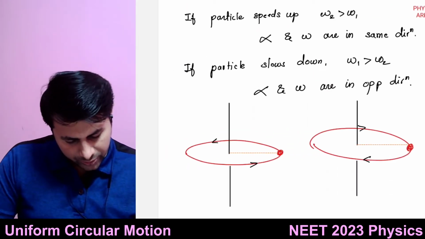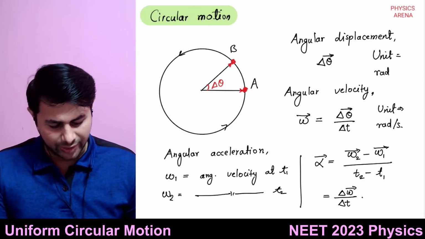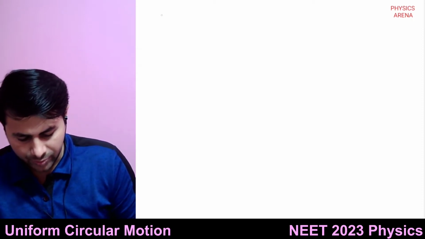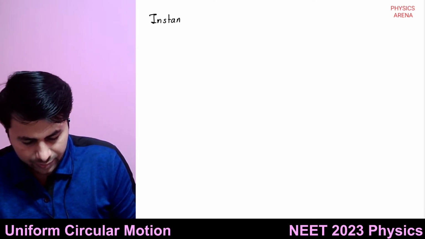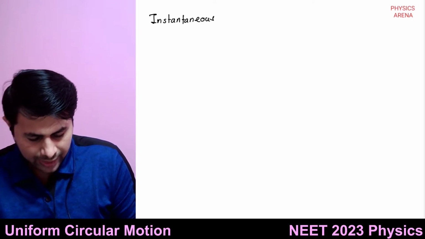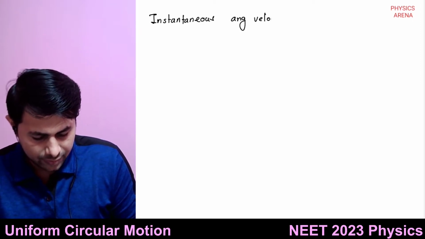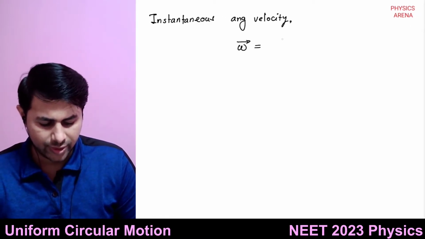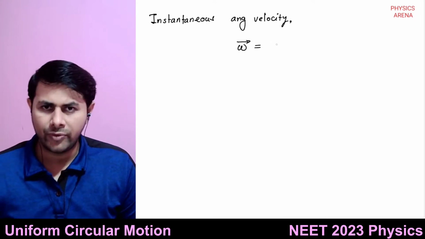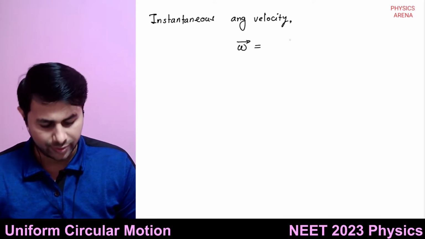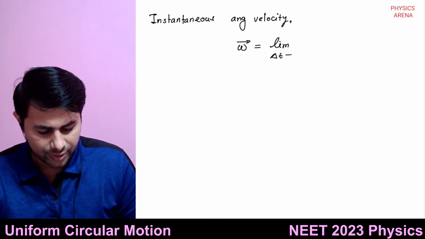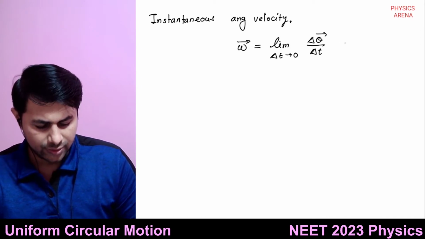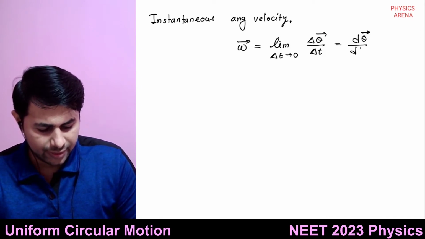So these are the average values of these quantities. How do we find the instantaneous values? For instantaneous angular velocity, omega bar equals what? We take the limit delta t goes to 0 of delta theta by delta t. So it is d theta by dt.